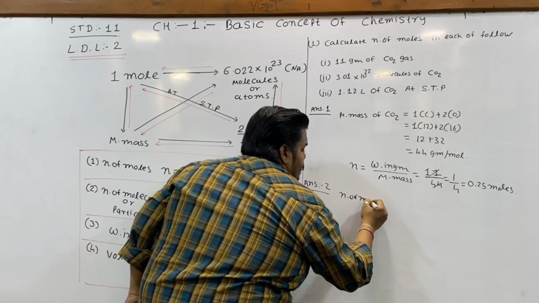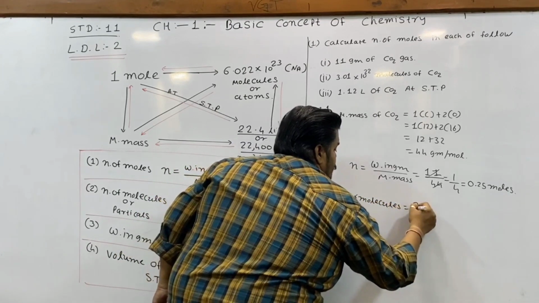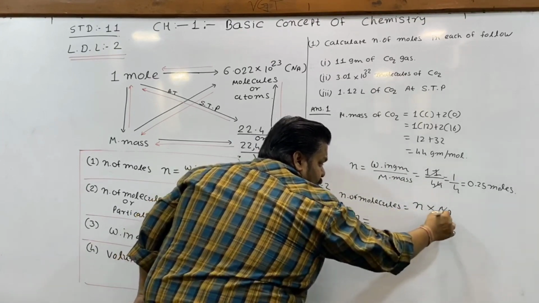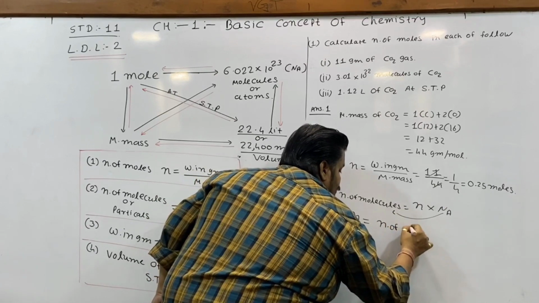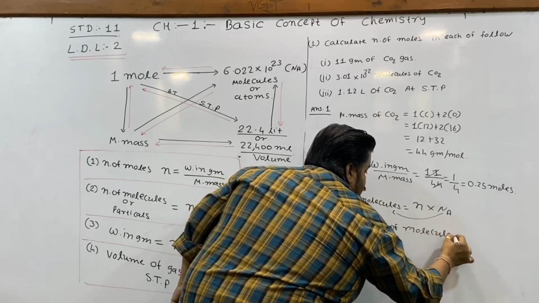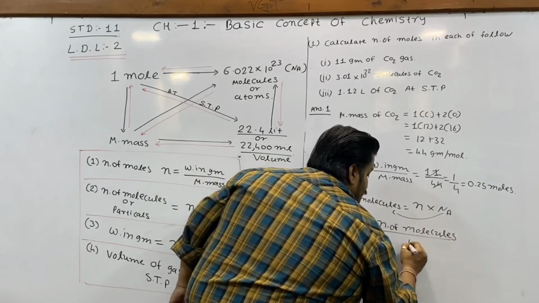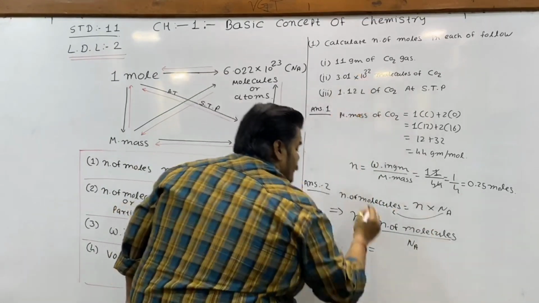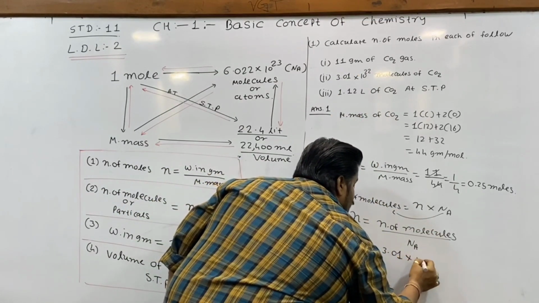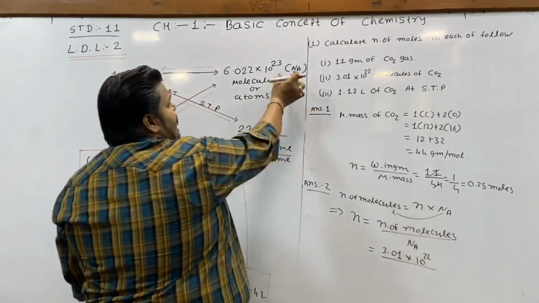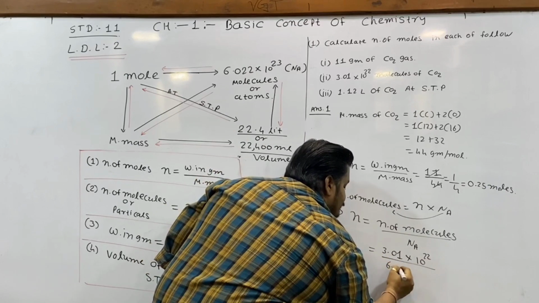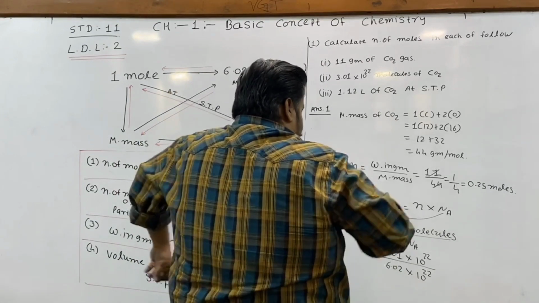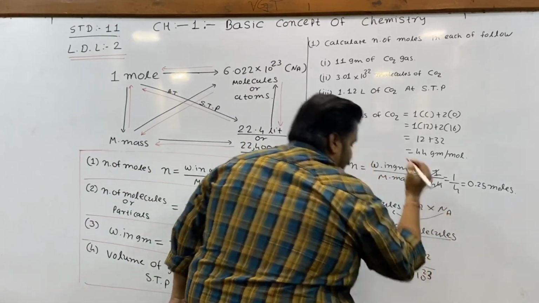Number of molecules is equal to n into Na. It implies that n, the number of moles, is equal to number of molecules divided by Na. When Na is brought to the other side, multiplication will change to division. How many number of molecules are given? 3.01 into 10 raised to 22 divided by Na. We know that Na is Avogadro number. It's 6.02 into 10 raised to 22. Actually, 10 raised to 23 we are having.